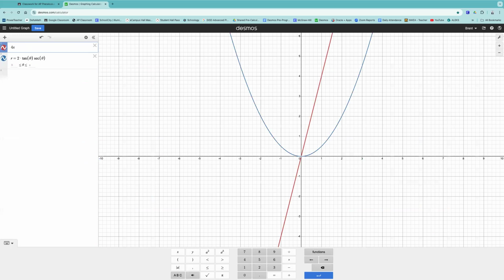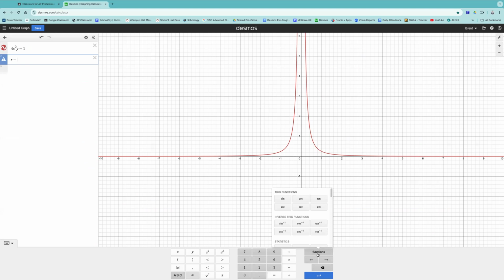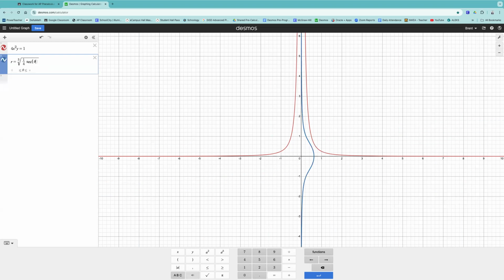4x squared, y equals 1, and then the next equation, r equals, I had the third root. Let's see here, where's the third root? Functions. There it is. Third root of 1/4 secant. I had to put a parentheses around the theta this time. I'll remember that. Cosecant theta.